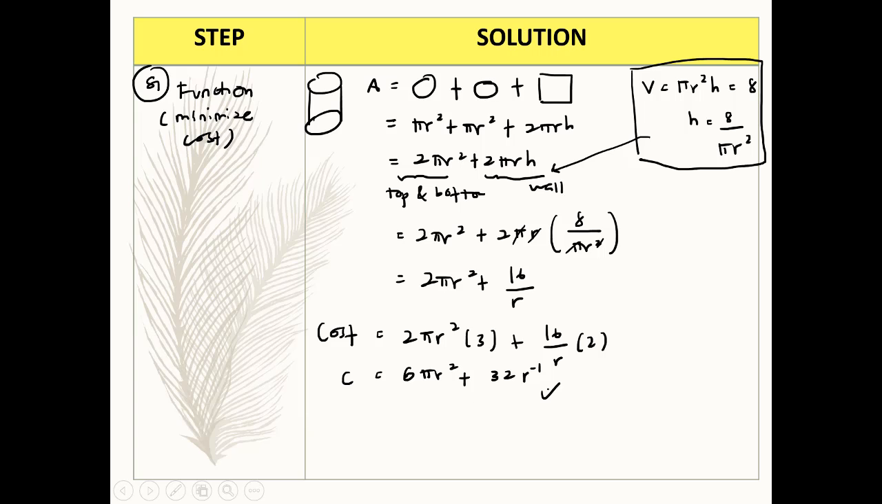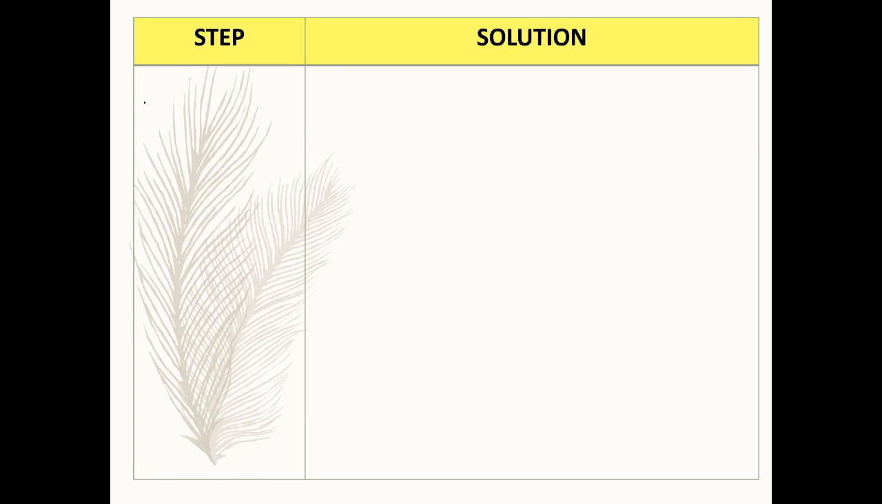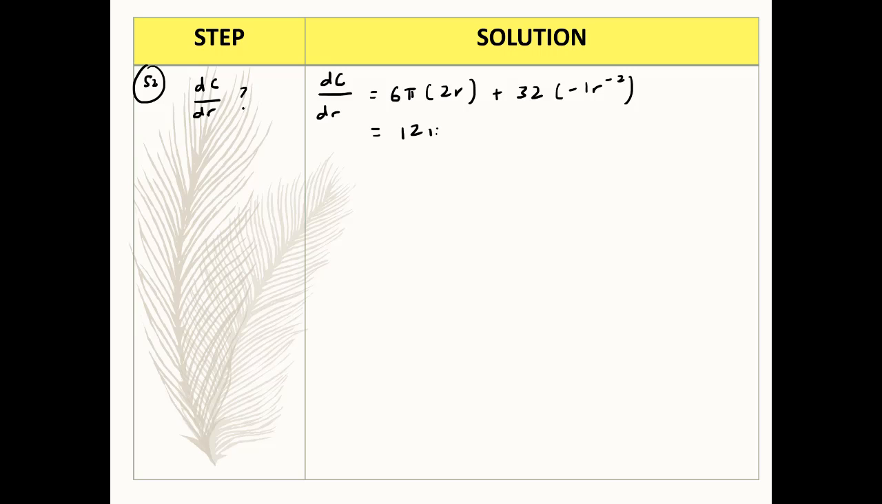And then step number 2, we go to step number 2. We need to differentiate the cost with respect to r. So we got 6 pi times 2r plus 32 times negative r power of -2. We differentiate the cost, and then we got 12 pi r minus 32 over r square.